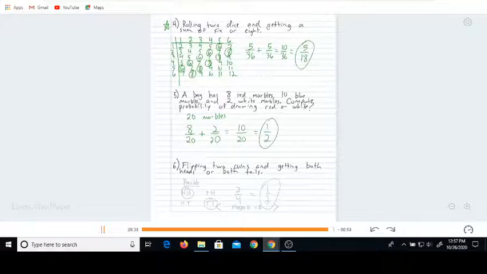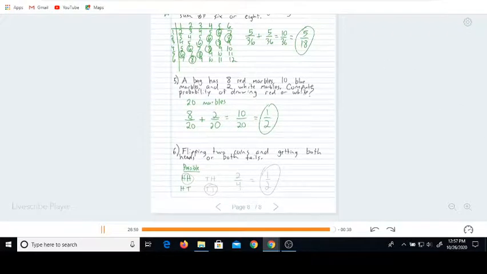Alright. And last one, flipping 2 coins and getting both heads or both tails. So here we want to look at all possibilities. So there's 2 possibilities for each coin toss, which means there's a total of 4 possibilities. You could get heads and heads, heads and tails, or you could get tails and heads, tails and tails. So flipping 2 coins and getting both heads or both tails, well, that's 2 out of 4 possibilities, which reduces to a 1/2 chance, 50% chance.